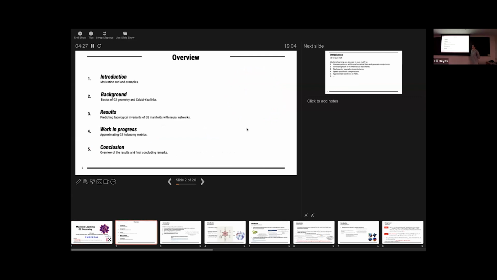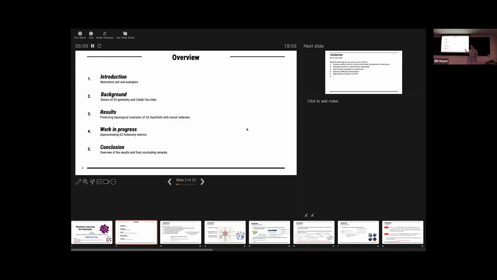Firstly, an overview. I'll start off by just motivating why we should be using AI and machine learning techniques within pure math, and I'll give you some examples of this from the literature over recent years. Then I'll give you some basic definitions in G2 geometry, namely G2 structures and their torsion. Then I want to introduce a special kind of G2 manifold, these Calabi-Yau links, as these were the ones that we looked at in our first paper.